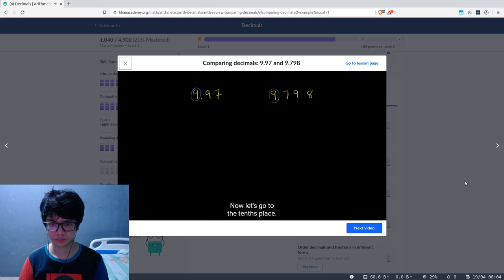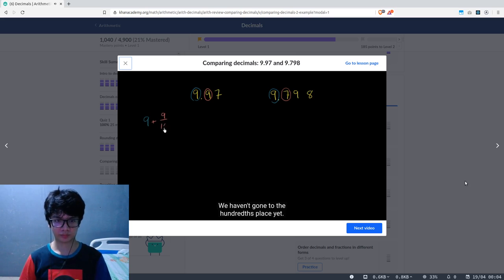Now let's go to the tenths place. So this number on the left has a 9 in the tenths place, while the number on the right has a 7 in the tenths place. So right now, let's just write the whole numbers out. So this one is 9 plus 9 tenths. We haven't gone to the hundredths place yet. So far, out of the two places we've looked at, this one on the right is 9 plus 7 tenths. So this immediately cues to me that the one on the left is a larger number.